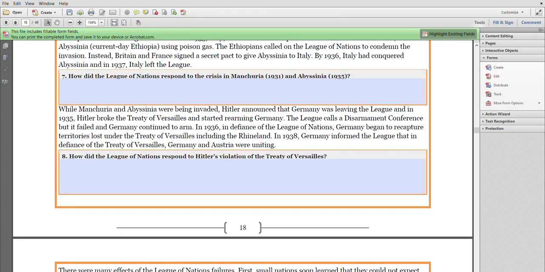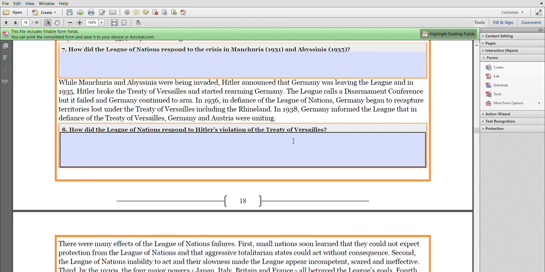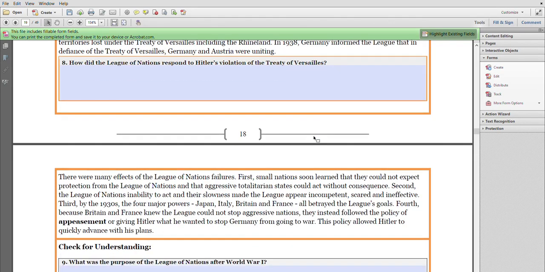While Manchuria and Abyssinia were being invaded, Hitler announced that Germany was leaving the League in 1935. Hitler broke the Treaty of Versailles and started rearming Germany. The League calls a disarmament conference, but it failed and Germany continued to arm. In 1936, in defiance of the League of Nations, Germany began to recapture territories lost under the Treaty of Versailles, including the Rhineland. In 1938, Germany informed the League that in defiance of the Treaty of Versailles, Germany and Austria were uniting. Question 8. How did the League of Nations respond to Hitler's violation of the Treaty of Versailles?